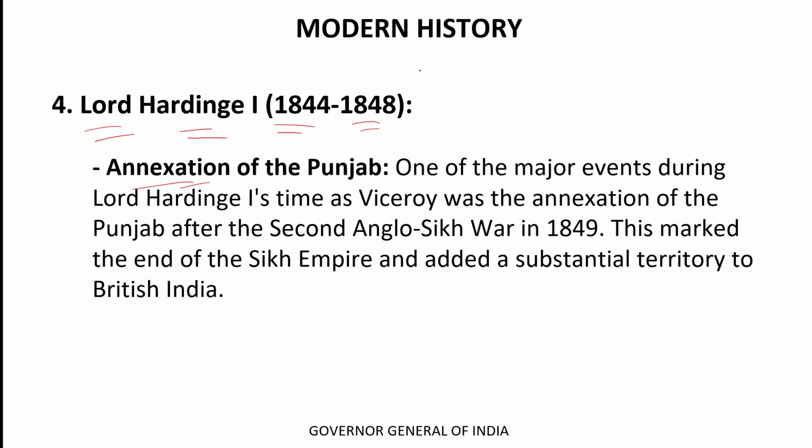Basically, we could say that during Lord Ellenborough's time, the Second Anglo-Sikh War was started, and the Britishers started defeating the Sikh Empire and penetrating into it. But during the time of Lord Hardinge first, they succeeded in defeating the Sikh Empire and occupying the area of Sindh and the Punjab. Got it? So remember the difference.